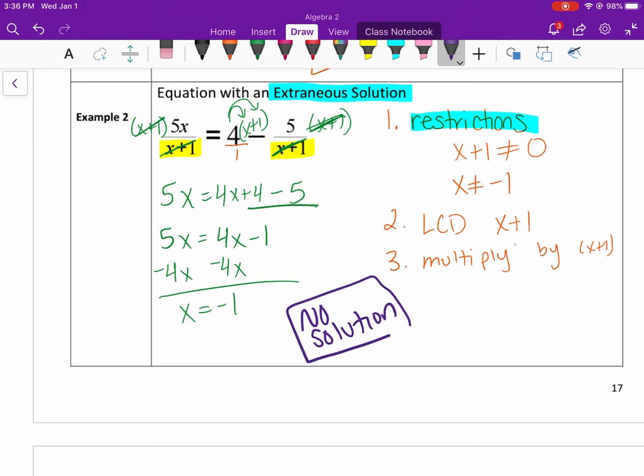Sometimes you might have 2 answers and one of them is extraneous. So one is okay, but one is not. If you have only one answer and it's an extraneous solution, then there are no solutions that work for this equation. So no values of x would make this equation true.